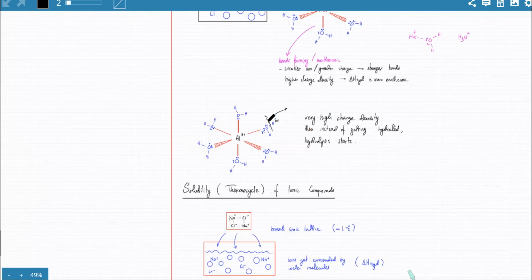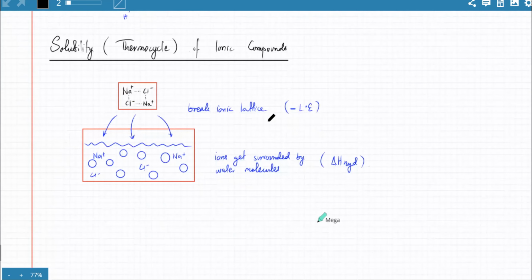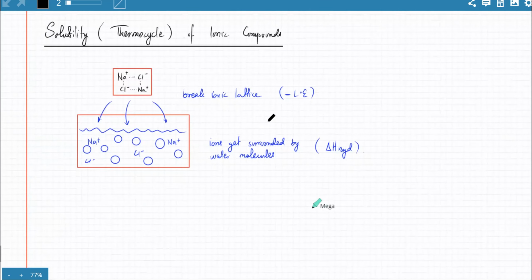Anyways, we were at figuring out the solubility thermocycle or Hess cycle of ionic compounds. So Skanda, I told you there were two steps. One was that when you try to dissolve, the first thing is you're going to break the ionic lattice. Next, the ions would then attract the water molecules and they would hydrate themselves. Okay, is this clear?